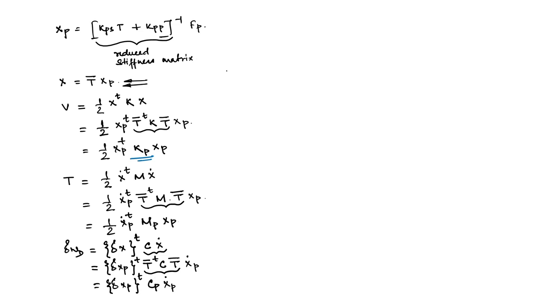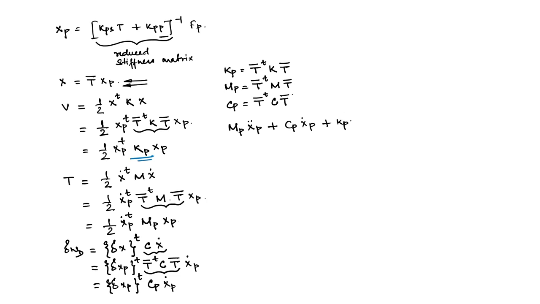So, what we have: Kp is equal to T bar transpose K T bar, then Mp is equal to T bar transpose M T bar, and then Cp is equal to T bar transpose C T bar. And the equation of motion in the primary coordinate system will be M xp double dot plus Cp xp dot plus Kp xp equal to P.